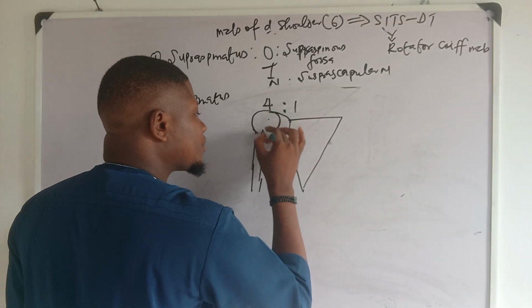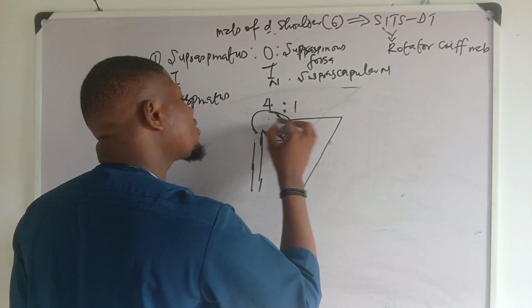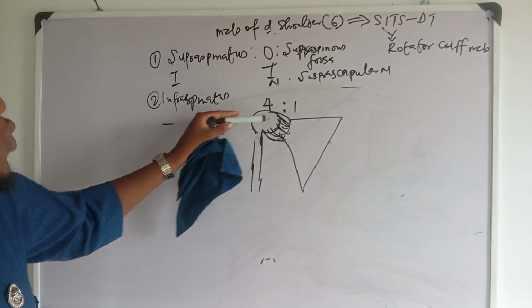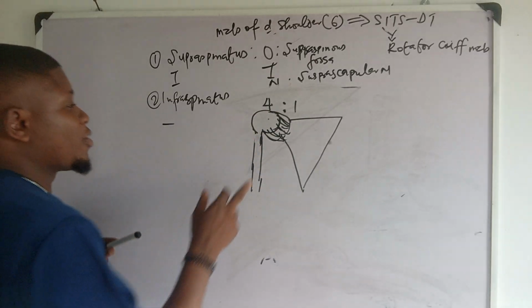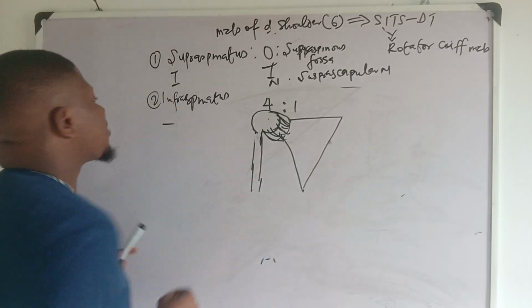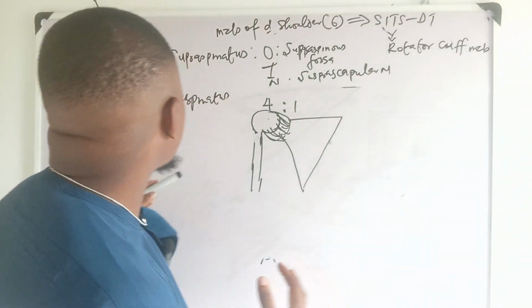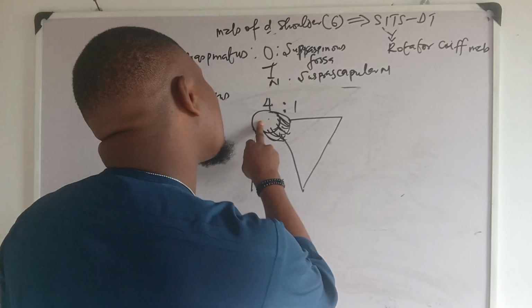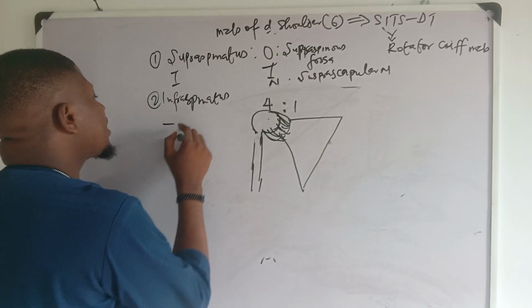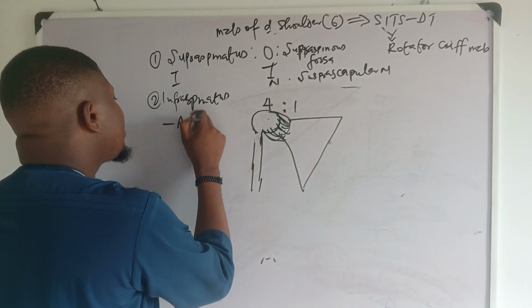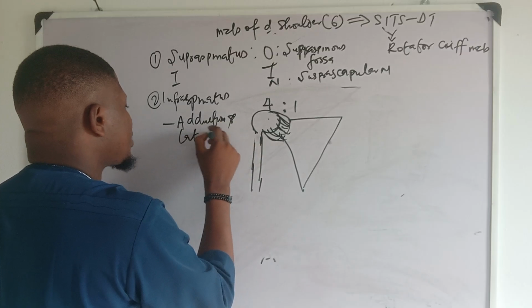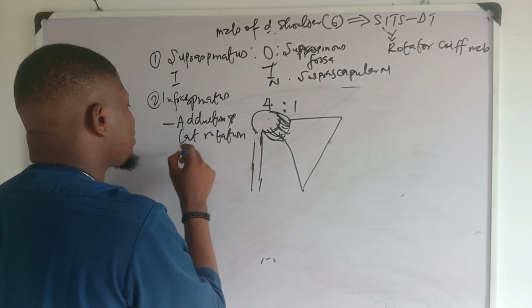So what this rotator cuff muscle does is that they ensure firm fixation of the head of the humerus into the glenoid cavity of the scapula. So one of the actions, being a rotator cuff, is firm fixation of the head of the humerus into the glenoid cavity of the scapula. Then the second one, it helps in adduction and lateral rotation of the arm.